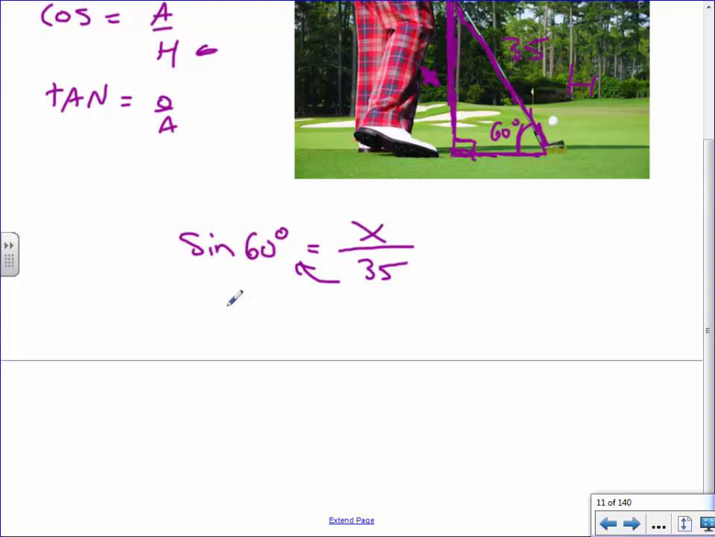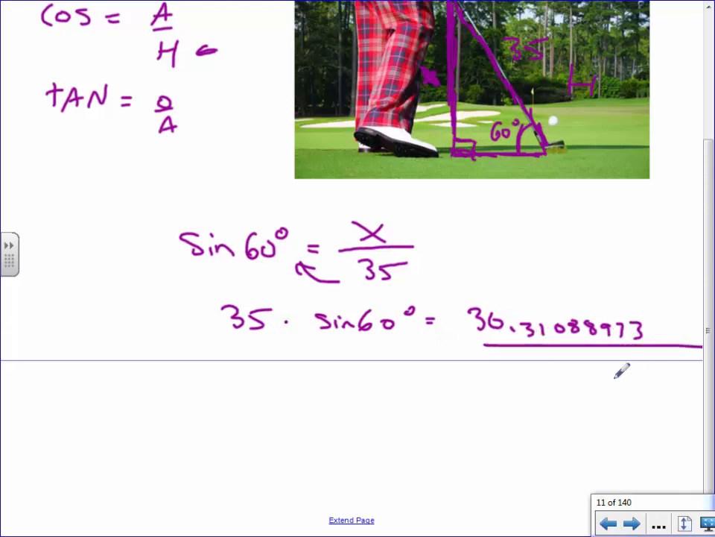But here's the issue. If you take 35 and times it by sine of 60 in your calculator, I'll show you what happens here. 35 times sine of 60 gives you the answer 30.31088913. That makes sense? There's a problem. This now needs to be rounded, and rounding is inherently bad, especially in the engineering and science fields. So I want to show you a little trick on how we do exact values.